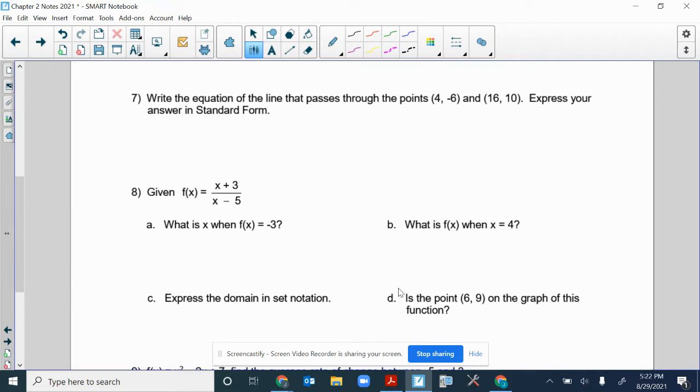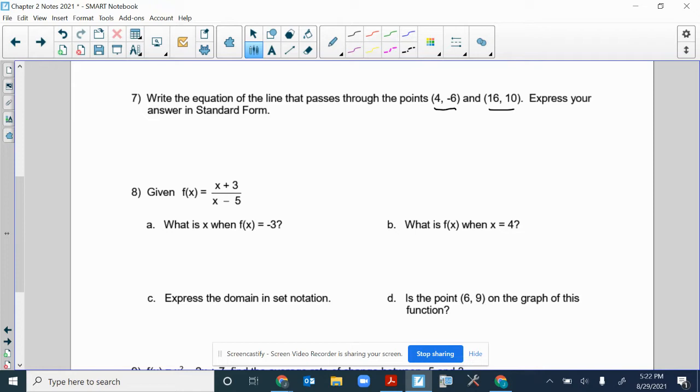All right, so for number 7 here, we have: write the equation of a line that passes through these 2 points and express your answer in standard form. There's a couple things to do here. We have to come up with the equation of a line based off these 2 points, and then the last thing is we have to make it standard form.